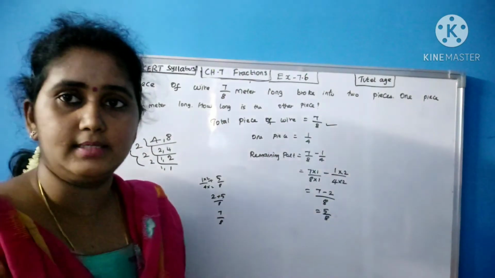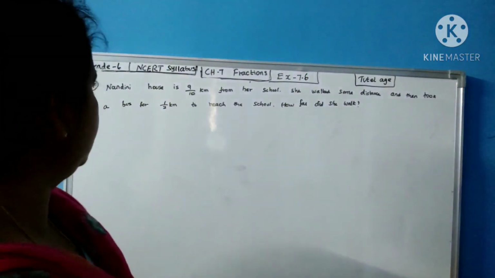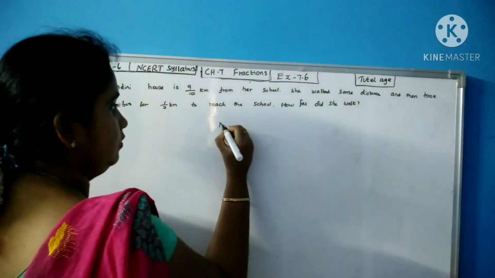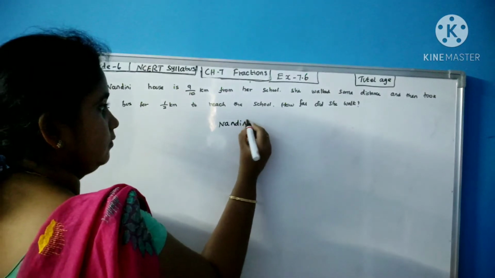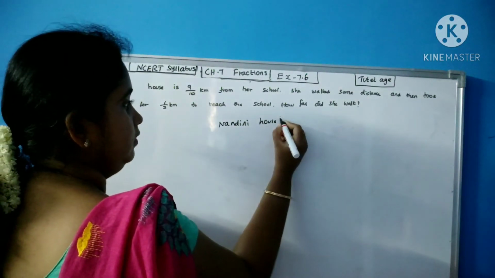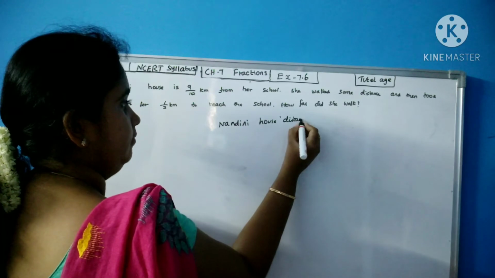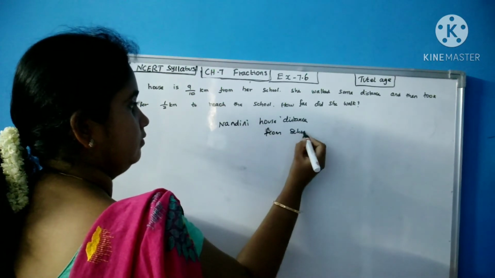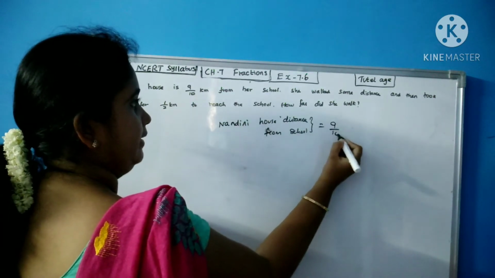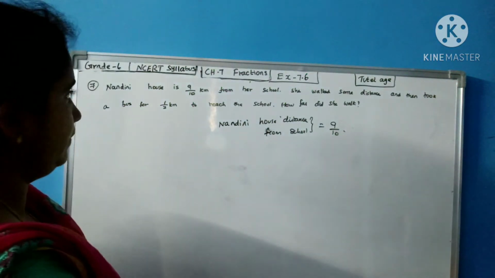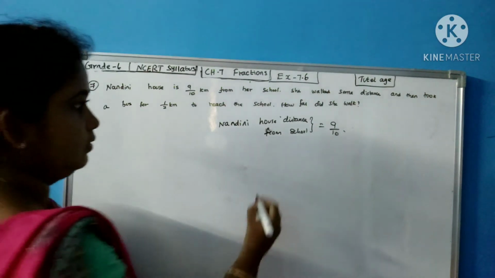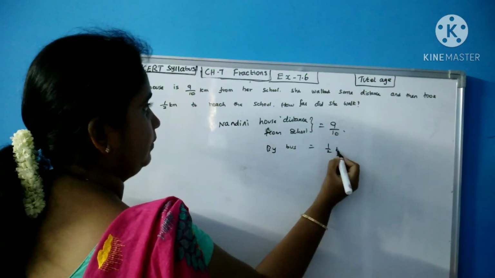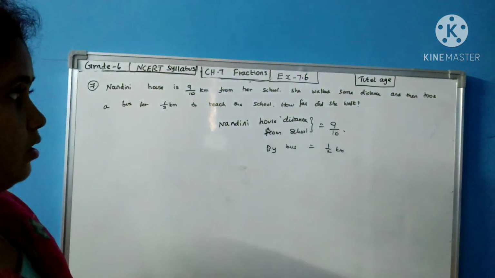Now we will move on to the next sum. So this is your next sum. Nandini's house is 9 by 10 kilometer from her school. So Nandini's house distance from school, how much? 9 by 10. Okay, and then she goes by bus for half kilometer to reach the school. By bus, how much kilometer? Half kilometer. How far did she walk?